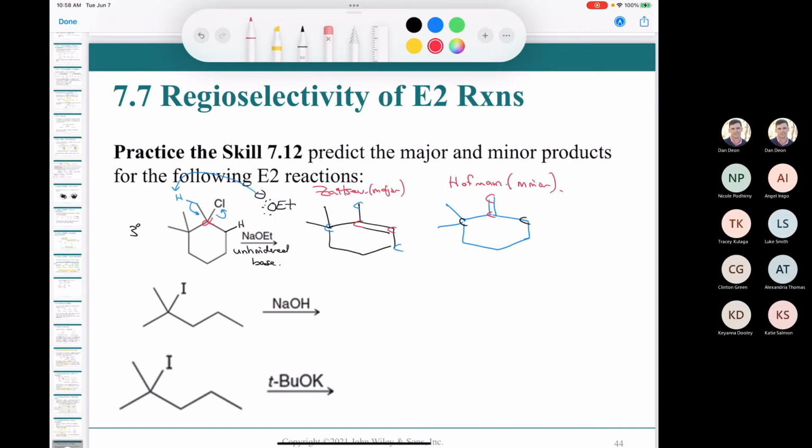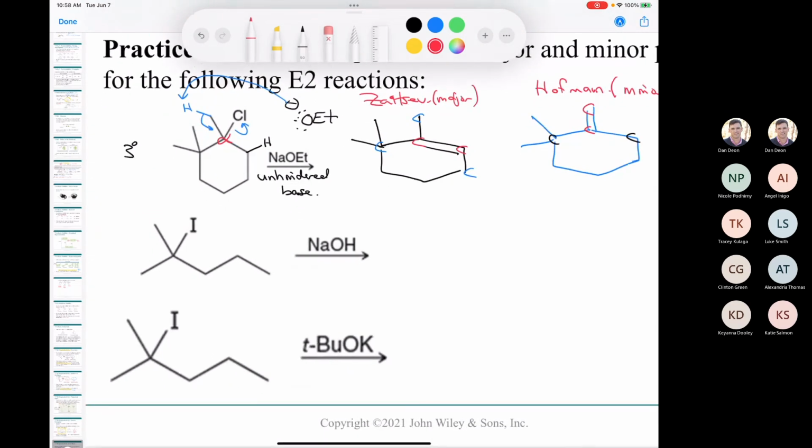So what I would like you guys to do is I'd like to give you a short break, and I'd like you to tackle these two questions. If you look at the alpha carbon on both of these, you'll see that there's two types of beta carbons. There's the methyl groups that have these protons, and then there's the methylenes that have these protons down here. In both cases, you're going to get the Hofmann and the Zaitsev product, but which one is going to predominate? If I use sodium hydroxide, I'm using an unhindered base, whereas if I'm using potassium tert-butoxide, I'm using a hindered base.